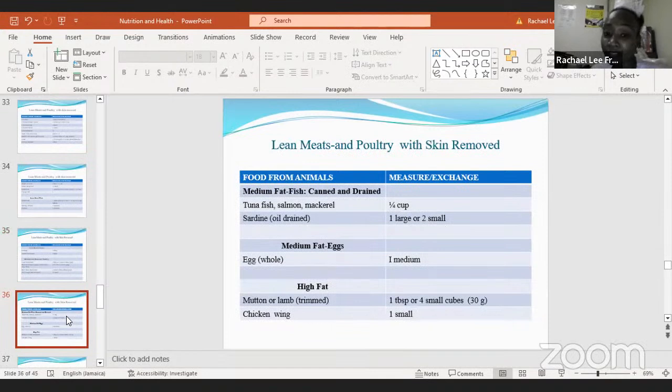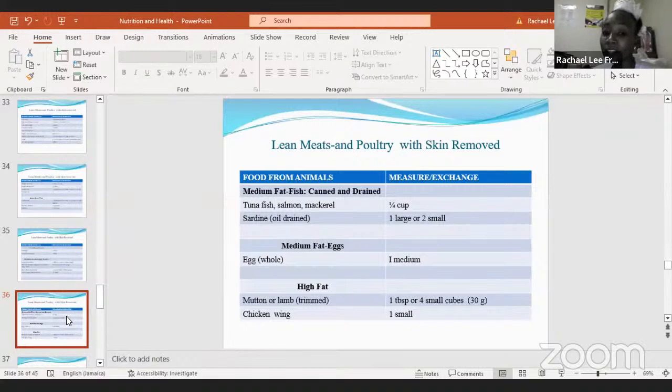Now for your medium fat fish, and these are canned and drained: your tuna fish, your salmon or your mackerel, it says a 1/4 cup. If you're having your sardine, you have 1 large or 2 small. This is the same with the oil drained, because we do know that the oil in itself does have fat in it. If you notice, it is very oily. So anything that has oil is always contributing to the amount of fat that you're actually consuming.